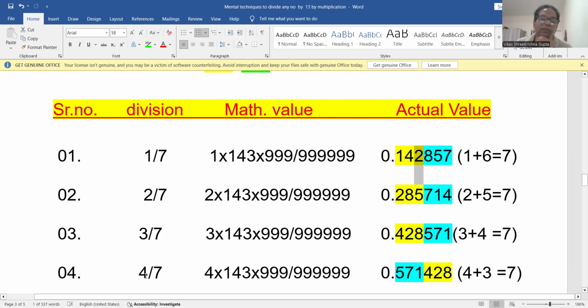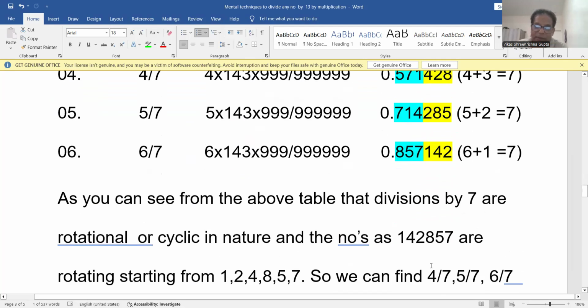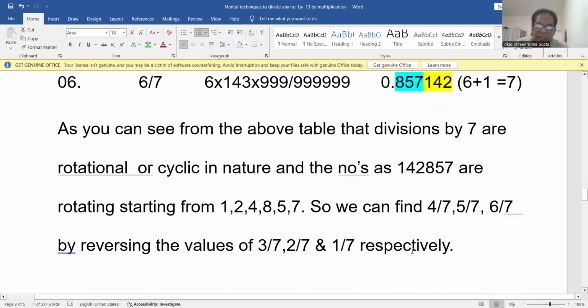Suppose fourth highest number. What is the fourth highest number? Fourth highest number is 5. You see, the lowest number is 1, then 2, then 4, then 5, then 7, then 8. So fourth highest number is 5. So I write 571428. This also you can find the answer very easily. So this is a very simple technique of division by 7 and 13.